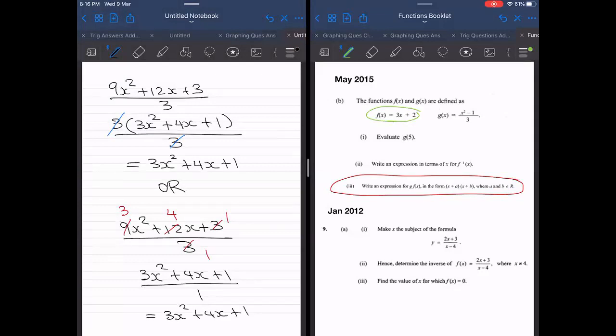So it's up to you. Please note though, the only reason I'm allowed to do this is because the 3 can divide everything. So why am I saying that? Suppose you have 3x plus 4 over 3. You cannot do this. This is a big no. The only reason you're allowed to do it is because 3 can go into everything.